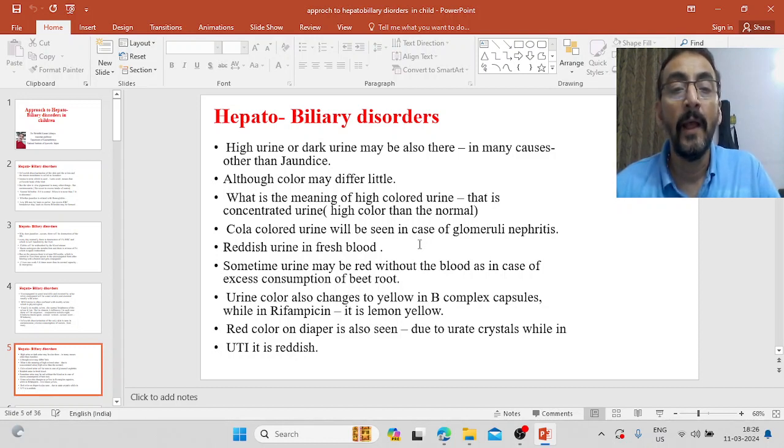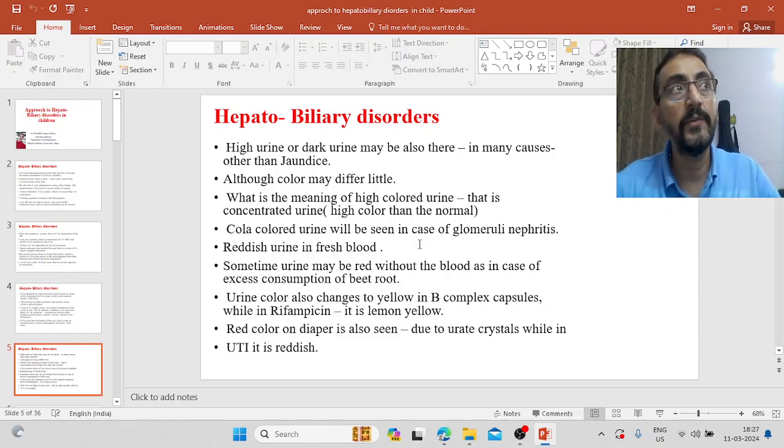Now, sometimes urine color may be excessively red or excessively yellowish or high color in case of excess consumption of beetroot also. Beetroot has a lot of pigment. It releases the color, no? When you put beetroot in water, it releases the color. So even consumption of beetroot sometimes leads to high color of the urine, and this should also not be confused with the high color of the urine, because this is because of the consumption of beetroot.